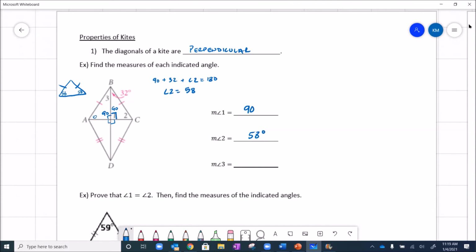So in this triangle, I could either go back here knowing that's 58, or I could solve this and subtract 32 from it. But now I can find the measure of angle 3 pretty easily in different ways. And either way that I find it is going to be 32.